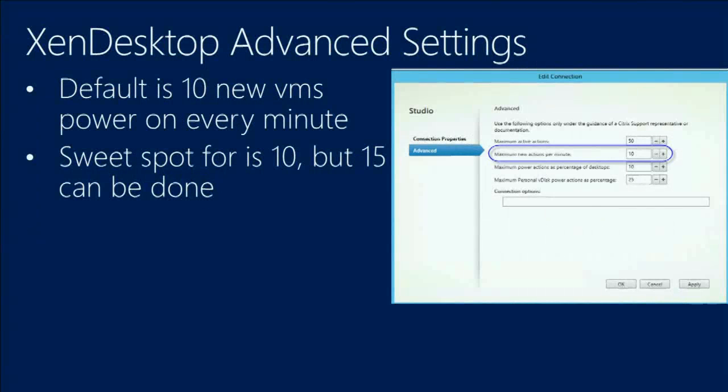These were the advanced settings I was talking about earlier on the controller. So if you're going to use 10 actions per minute, that's the default. It's very, very safe, very conservative, whether it's Hyper-V, XenServer, ESX, it doesn't matter. But if you wanted to get aggressive, 15 is what I did. And it does have an impact on the host processor.